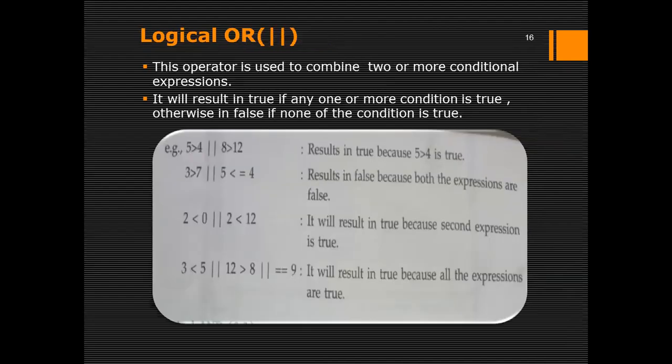Logical OR works on the principle that it will result in true if any one or more conditions are true. Otherwise it results in false, if none of the conditions is true. For example number 1, 5 greater than 4 or 8 greater than 12. Now 5 is greater than 4, but 8 is not greater than 12. But our result will be true because out of the two expressions, one is true. Look at example number 3, 2 less than 0 or 2 less than 12. Here 2 is not less than 0, but 2 is less than 12. So it will result in true, because one of the two expressions is true.